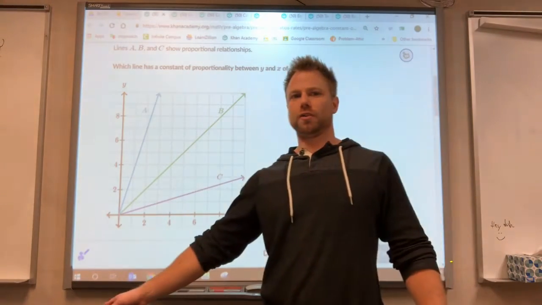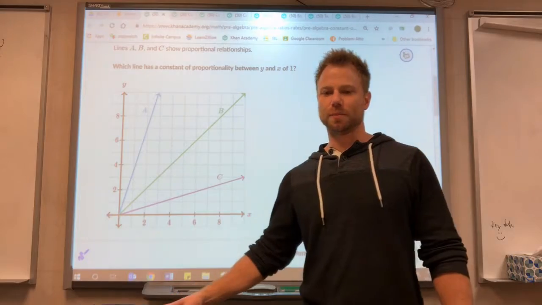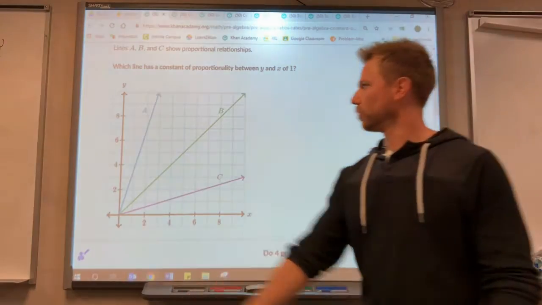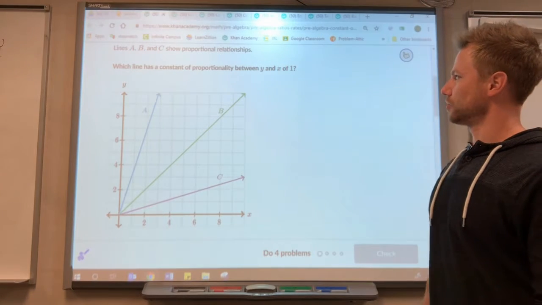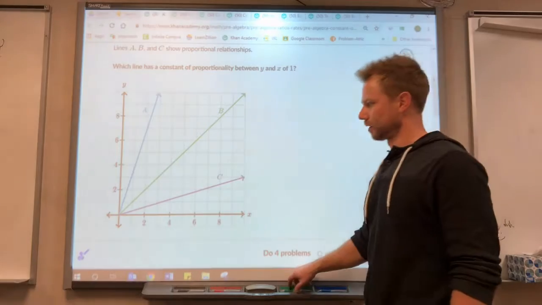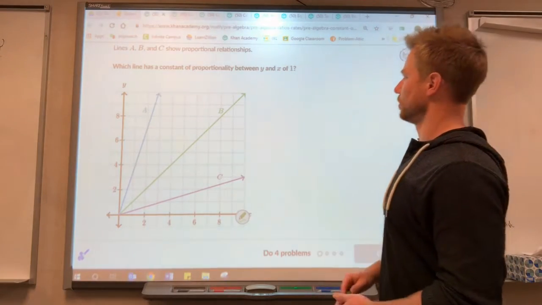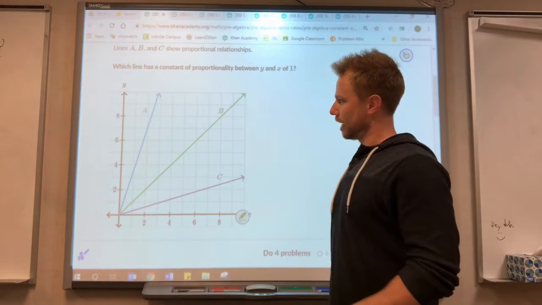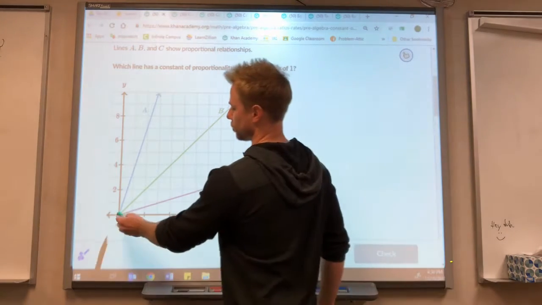Objective 4 of proportional relationships and percentages. And we're doing some practice. So this problem says, which line has a constant of proportionality between y and x of 1? So what we want to do is look at the three lines and figure out the constant of proportionality. So let's start with A.